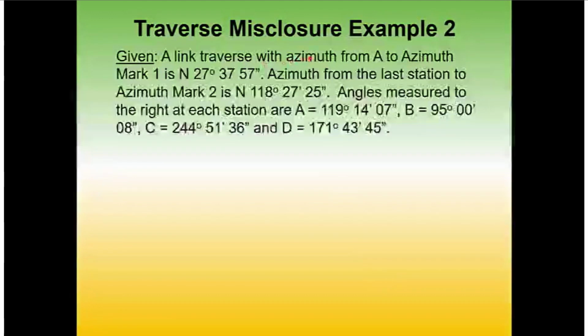A link traverse with azimuth from A to azimuth mark 1 is north 27, 37, 57. The azimuth from the last station to azimuth mark 2 is north 118, 27, 25. Angles measured to the right at each station are as follows. A is 119 degrees, 14 minutes and 07 seconds. B is 95 degrees, 00 minutes and 08 seconds. C is 244 degrees, 51 minutes and 36 seconds. And the last angle D is equal to 171, 43, 45 seconds.